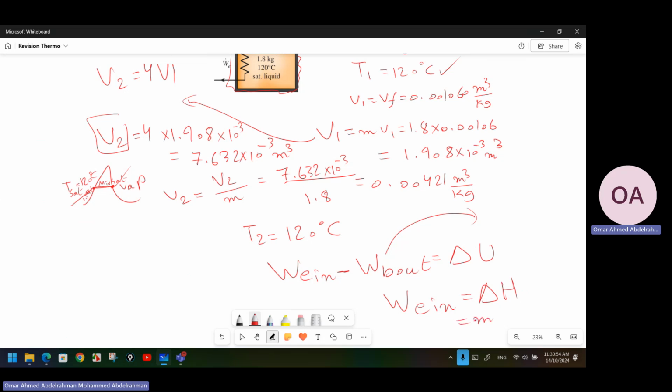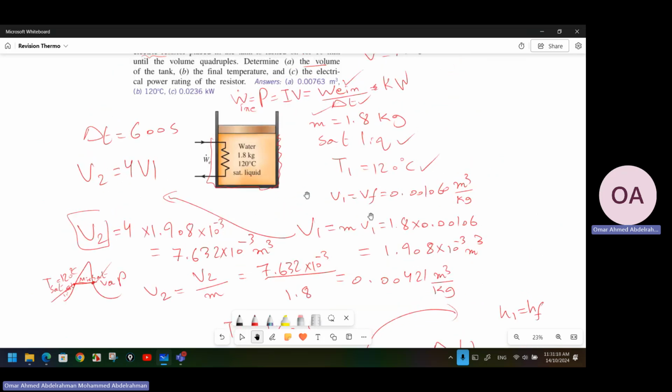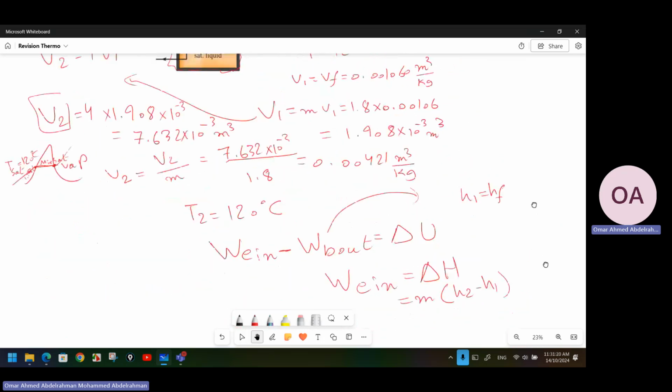Then it is equal to, I have the mass this time, and no need to replace with Cp delta T, because that is for ideal gas or for gases only. Here I have saturated liquid, so I can bring the values from the table, H2 and H1. So I have H2 minus H1. I have information about H1. H1 is equal to Hf, right? Because he said in the beginning of the question it is saturated liquid. As I calculated v1 equal to vf, I will say H1 equal to Hf.